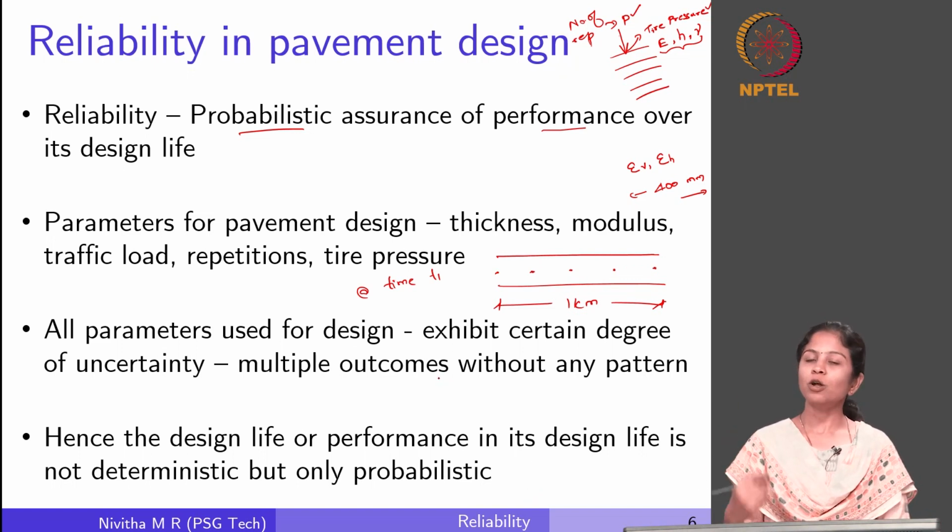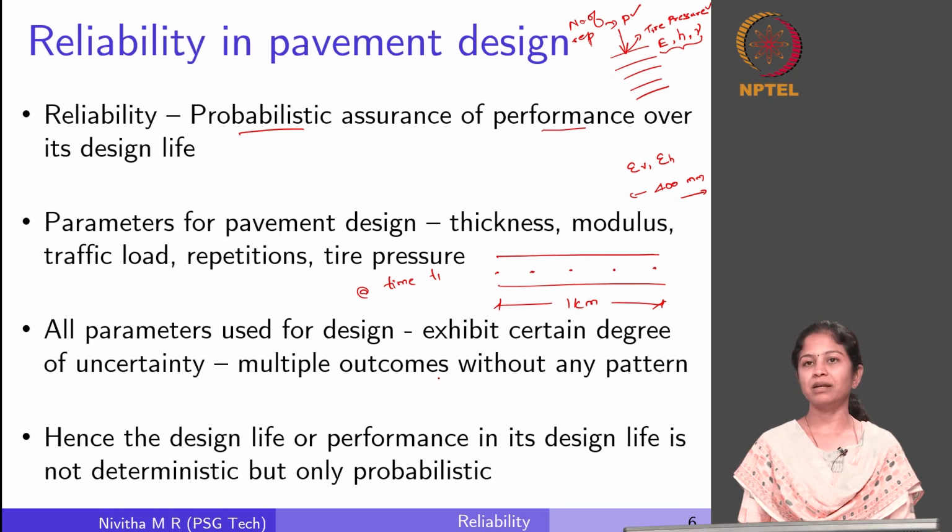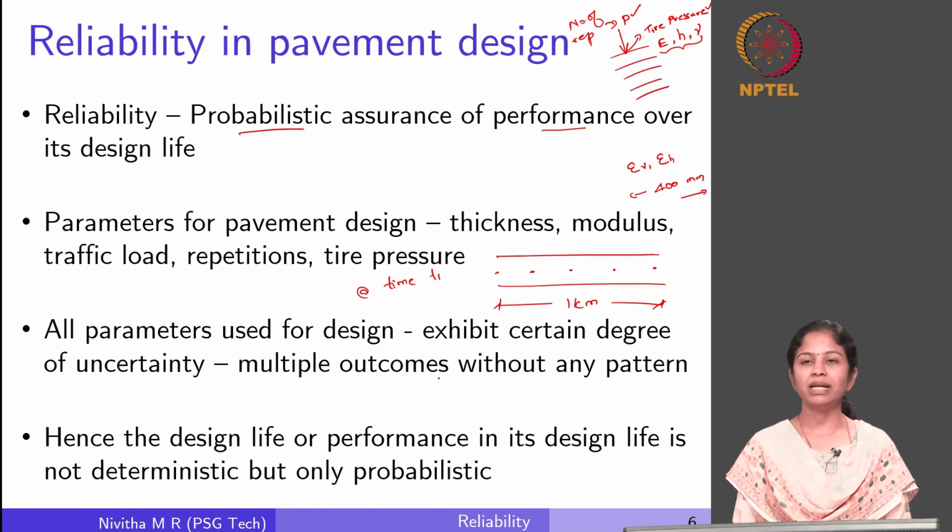Then there is also variation in these parameters with time, right. As the pavement ages, let us say we take the bituminous layer, as the pavement ages, the binder is going to become stiff.